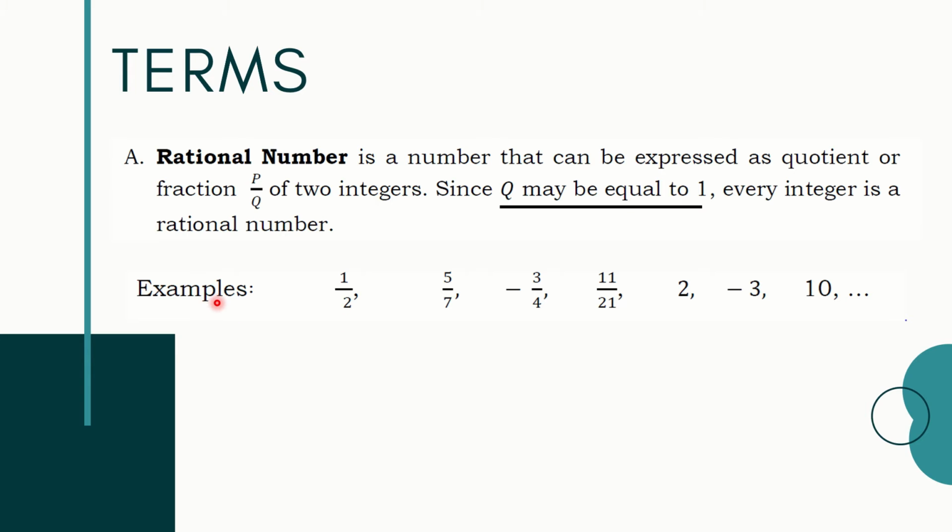Now let's have this example. These are examples of rational numbers, formed as fractions. We have 1/2, 5 over 7, negative 3 over 4, 11 over 21, 2, negative 3, and 10, and so on. So these examples are rational numbers.